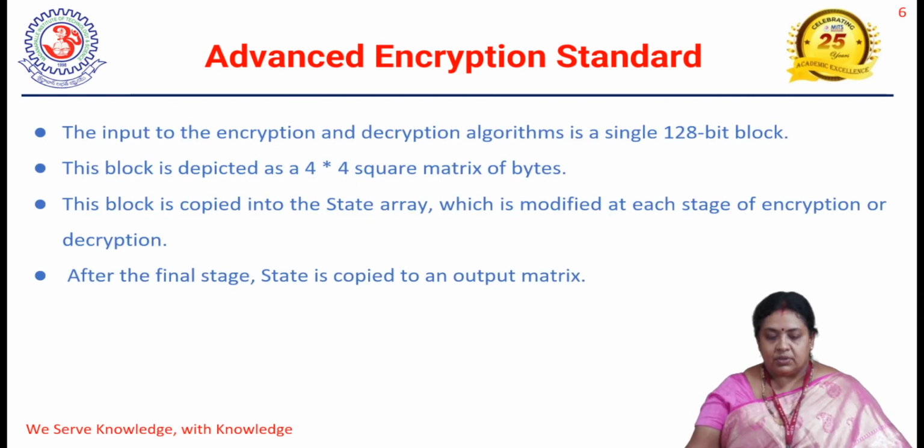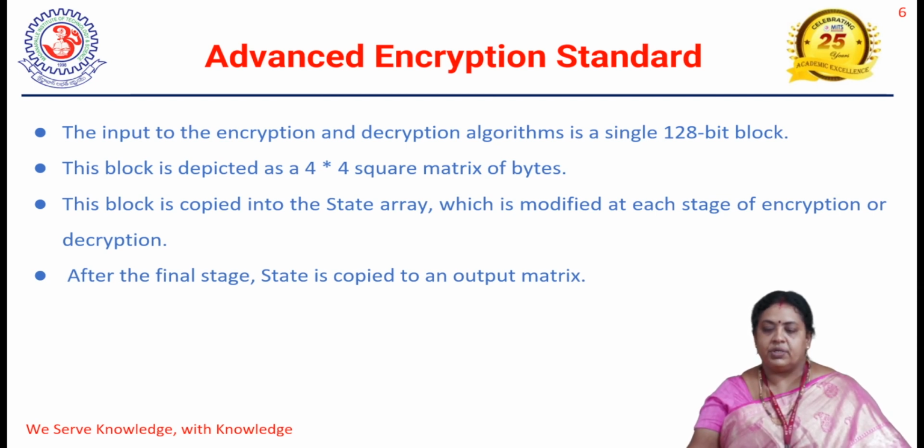So the input for the encryption and decryption algorithm is a 128-bit block, that is, the plain text of size 128 bits, and we are treating this block as a 4 by 4 square matrix. That means we are treating it as 4 by 4 bytes. So this 128-bit plain text can be viewed as a 4 by 4 square matrix of bytes. This block is copied into an array called the state array, which is to be modified at each stage of the encryption and the decryption. Whenever it passes through the rounds, the state array will be modified.